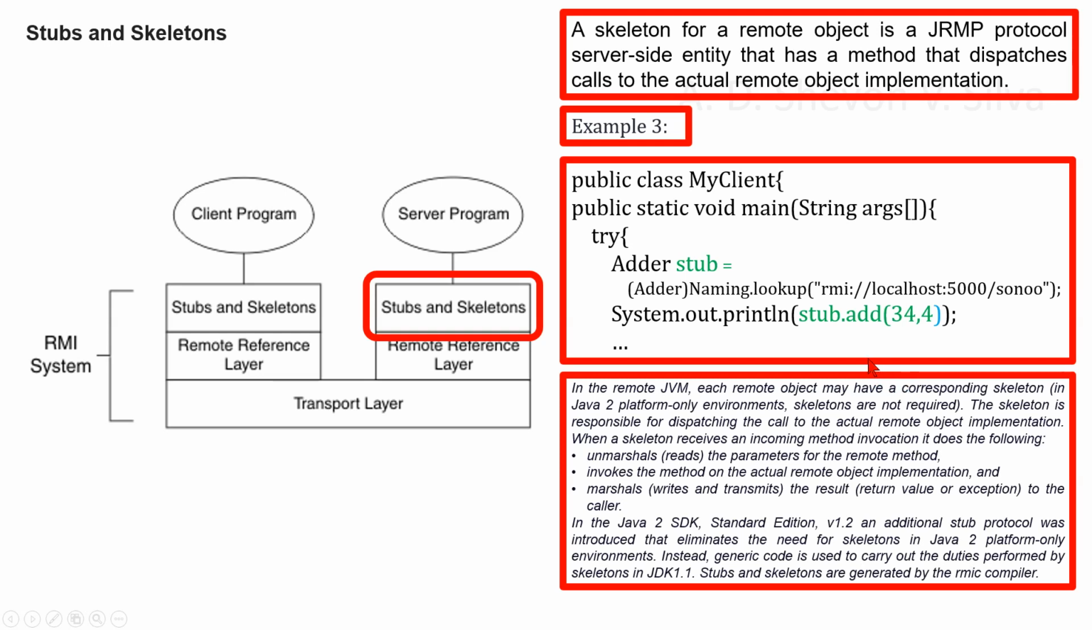In Java 2 SDK Standard Edition version 1.2, an additional stub protocol was introduced that eliminates the need for skeletons in Java 2 platform only environment. Instead, generic code is used to carry out the duties performed by skeletons in JDK 1.1. Stubs and skeletons are generated by the RMIC compiler. Here you can see the stubs with Java 2 SDK, the server side.